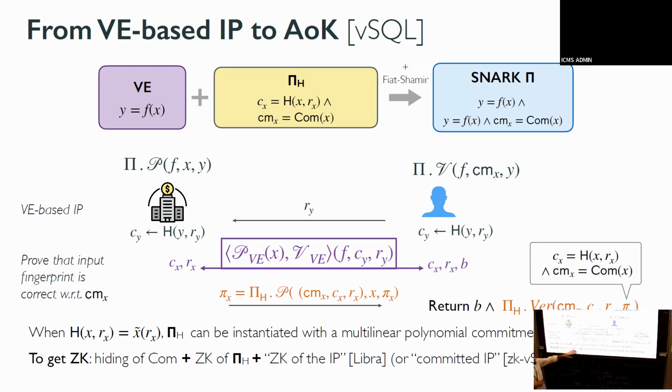But then you need some zero knowledge on the interactive rules. You have to make sure that this purple protocol here does not leak information on X. So there are two approaches to do this. One approach is essentially to execute a committed version of this protocol. So this was, for example, proposed in two works, in IRAX and zk-VSQL.